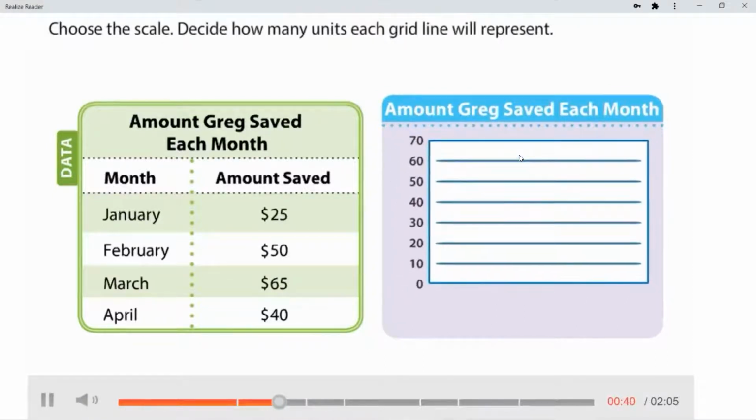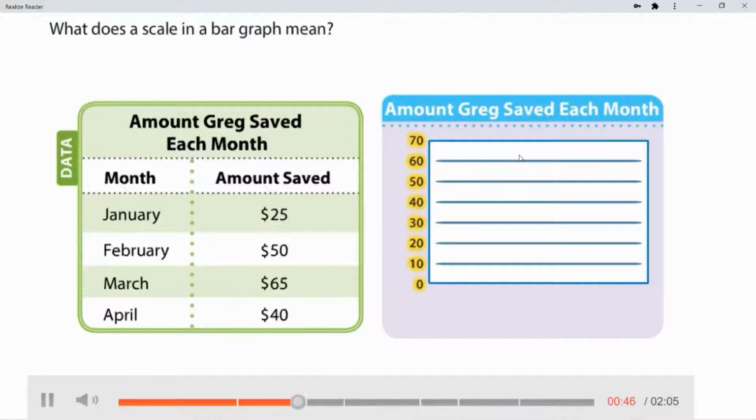Choose the scale. Decide how many units each grid line will represent. What does a scale in a bar graph mean? So when we're looking at a bar graph or any graph, the scale tells us how much each thing counts for. So over here, we're counting in groups of tens because you can see that it's skip counting from 0, then 10, 20, 30, all the way up until 70.